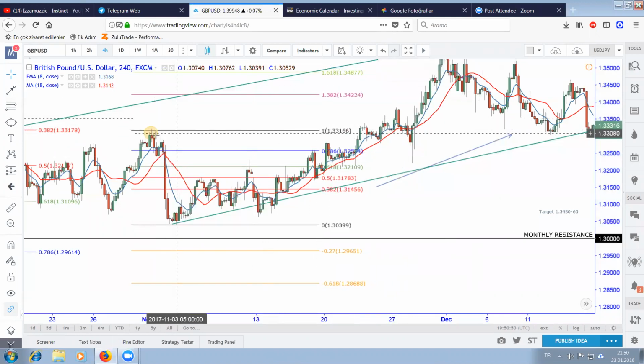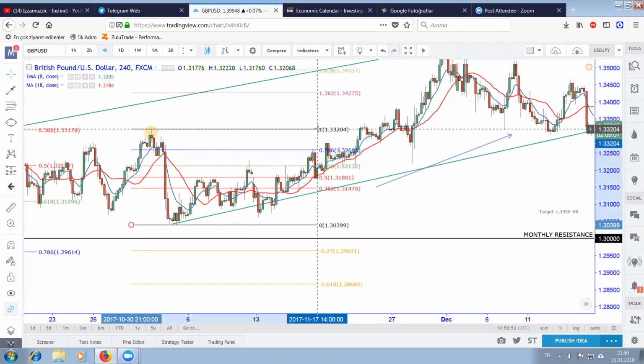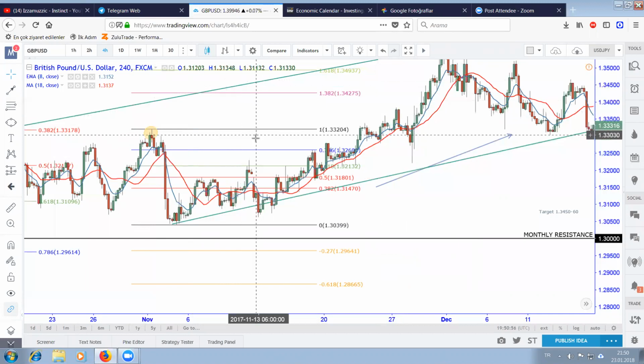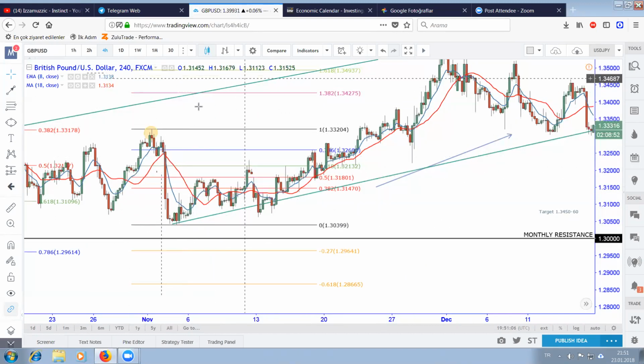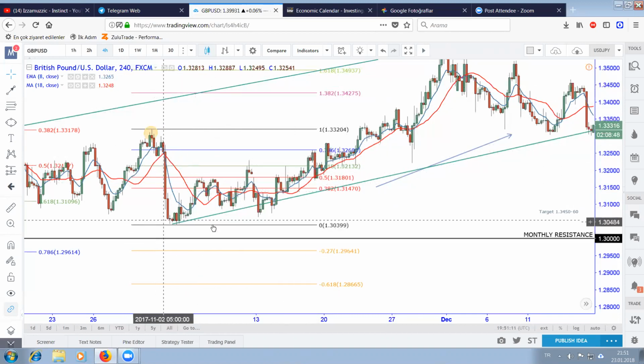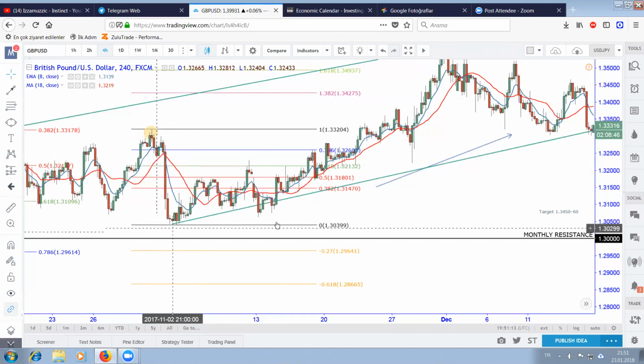Again, I'm taking the wicks. Why wicks? Because it's the 4 hour chart, as we say, 4 hour time frame. The time frame is a bit big to handle something like a small position, like 20 pips. We are not aiming for 20 pips. We are aiming for 100 pips, 200 pips, 300 pips. That's why. And the low is 0 again.